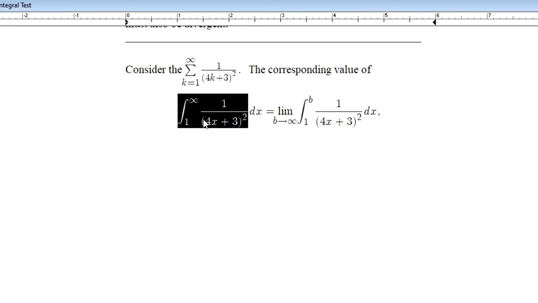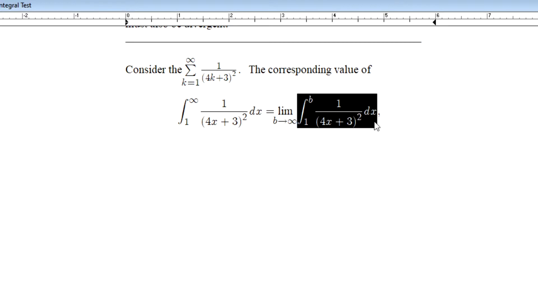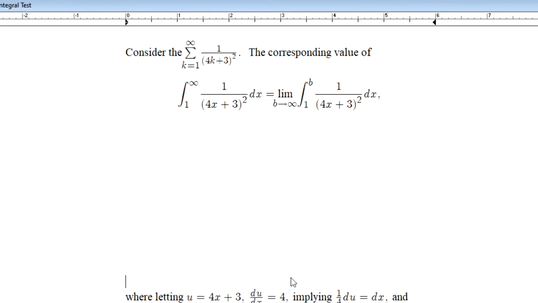We're to again evaluate this improper integral. We are going to apply a limit as b heads to infinity, b being the upper bound in our integration. And to integrate this, we are going to rely on a little u substitution.